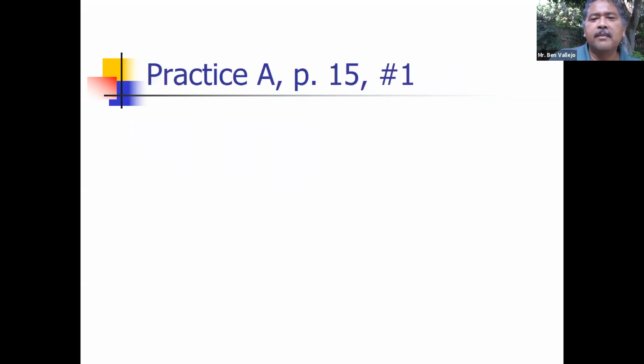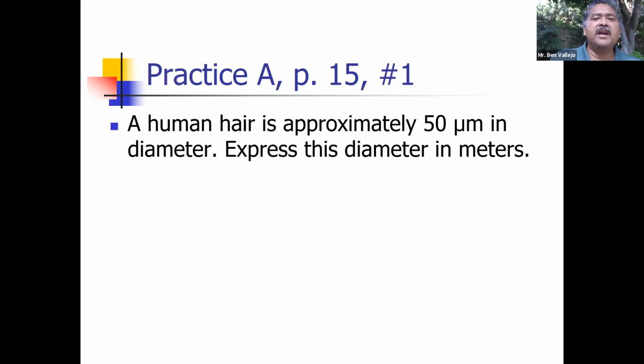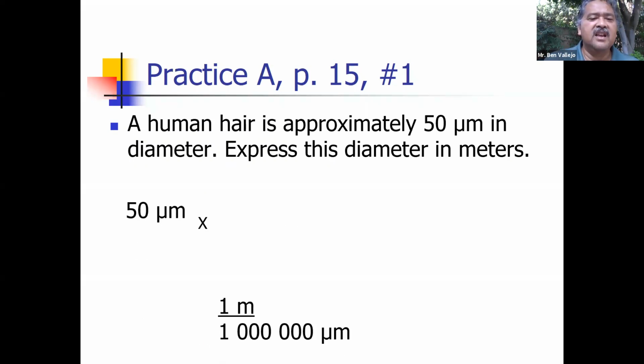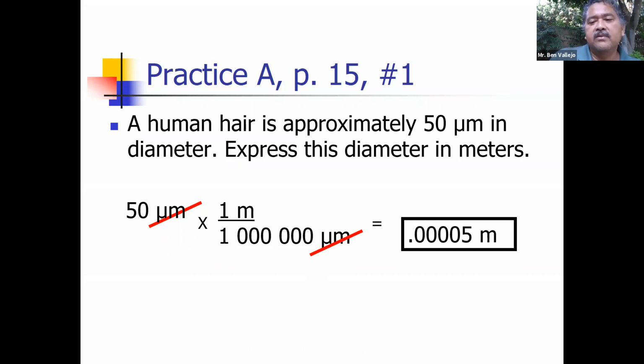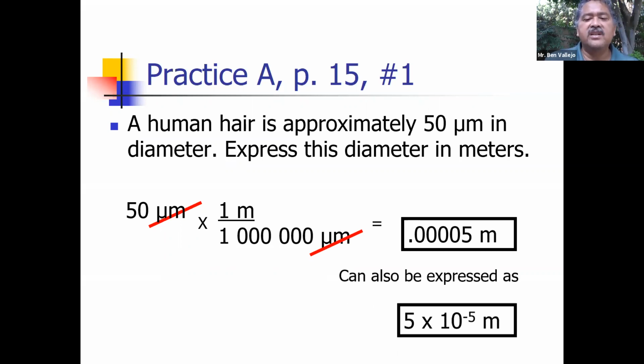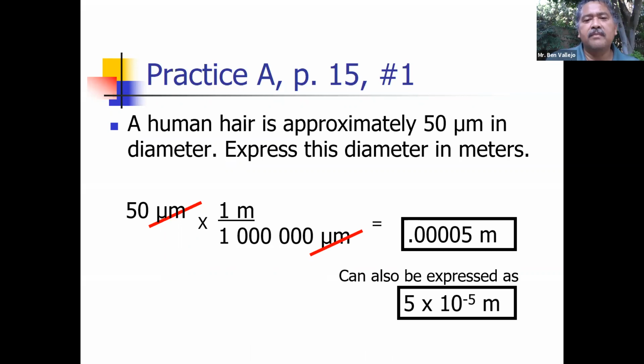So that's one example. Another example. On page 15, number 1, a human hair is approximately 50 microns, or micrometers, in diameter. Express the diameter in meters. And so what you do is take what's given, put a conversion factor on there, cancel out the units, and then take the numbers and divide those numbers. So 50 divided by a million is 0.00005 meters. But you already know how to write this in scientific notation, and so that can be expressed that way.